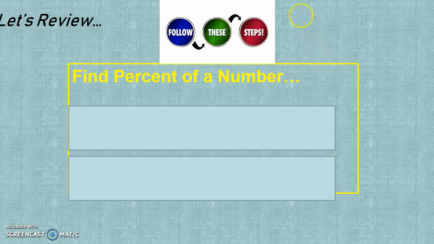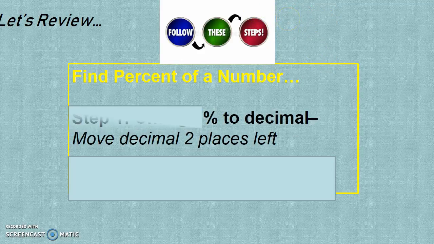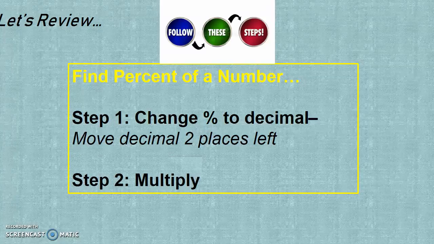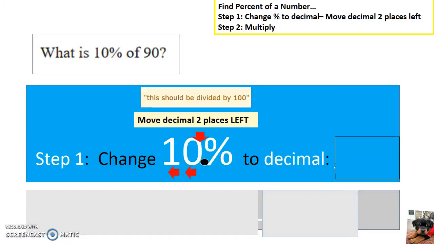All right, so when we find percent of a number, we're going to follow these steps. Step number 1 is to change our percent to a decimal or divide by 100. Easy way to look at this that we're going to talk about is just move our decimal 2 places to the left. Step number 2 is to multiply. Let's give this a try.